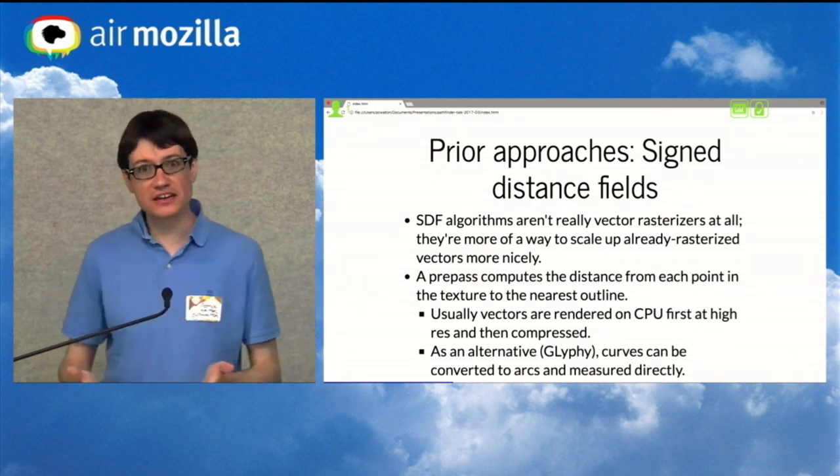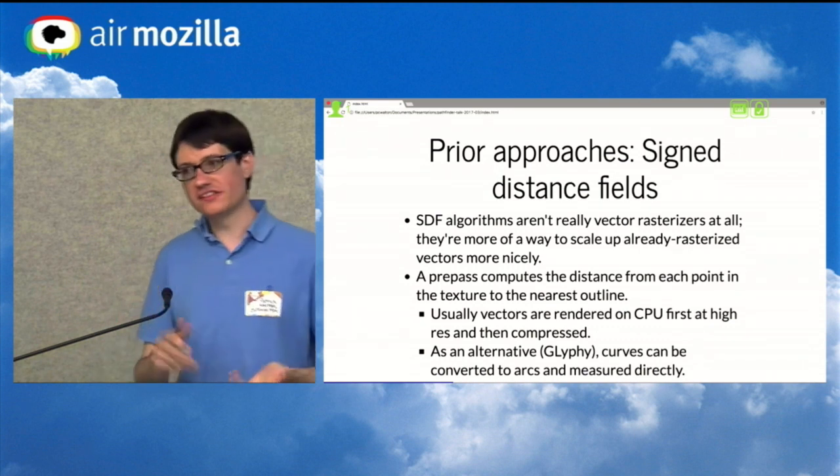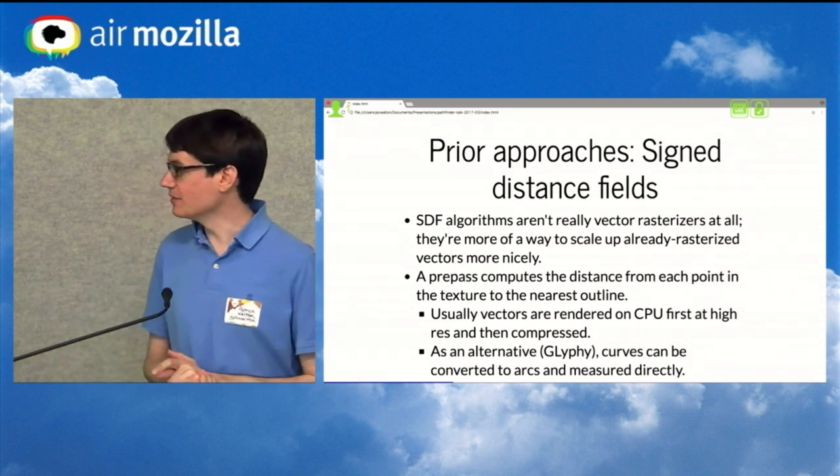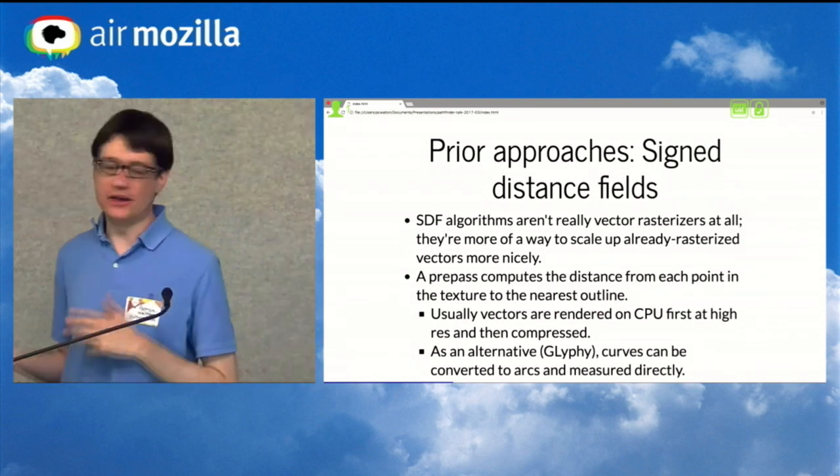There is an alternative. There's a project called Glyphy, where you can convert the curves to arcs and then do some cool math to actually render them directly, but converting the curves to arcs is very expensive. In many cases, you might as well have rendered the glyph already.